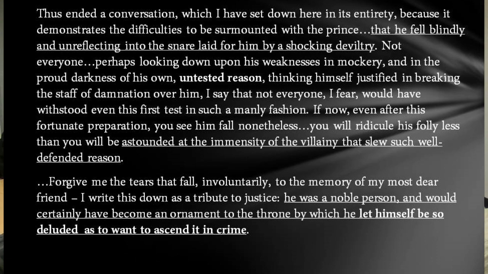So the count says, forgive me the tears that fall involuntarily to the memory of my most dear friend. I write this down as a tribute to justice. He was a noble person and would certainly have become an ornament to the throne if he had not let himself be so deluded as to want to ascend it in crime. So it's foreshadowing that the prince will become the king of this territory, but that he ascends it in crime.